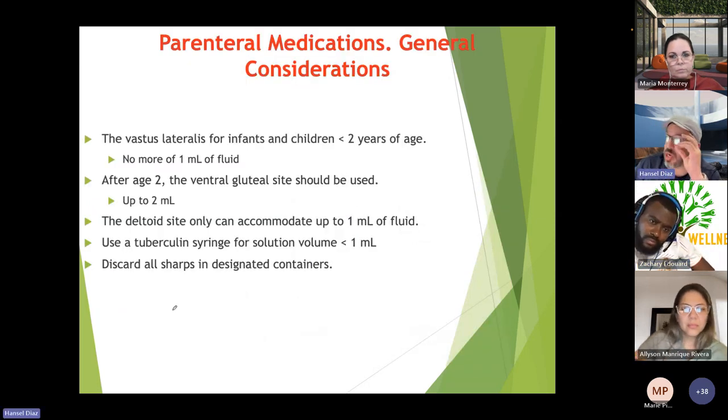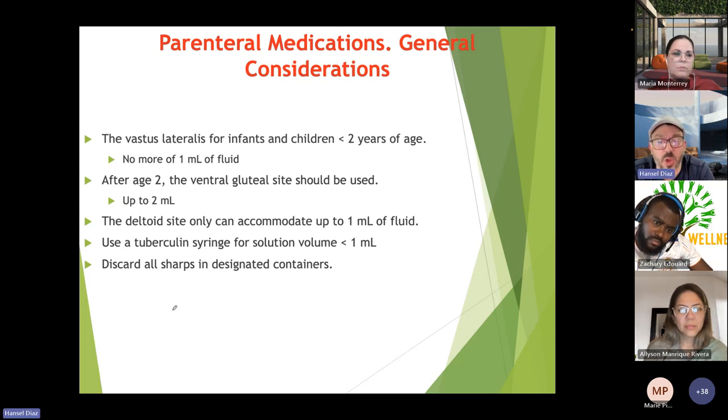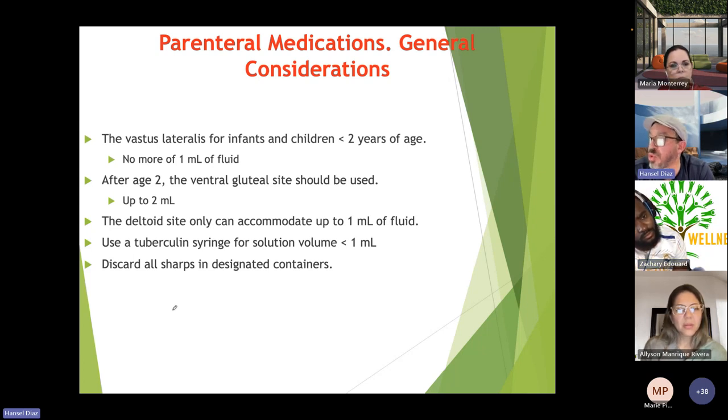Parenteral medication, general consideration. For kids, what do you use? For less than 2 years old, the vastus lateralis. Where is the vastus lateralis? Where is that muscle? In your legs, right next to your thigh. After 2 years, you can use the ventral gluteal side, up to 2 milliliters, no more than that.